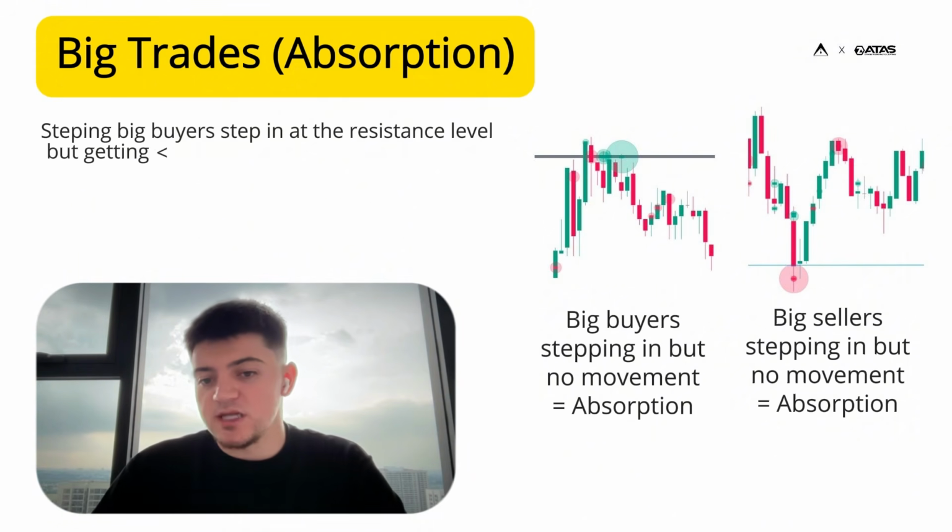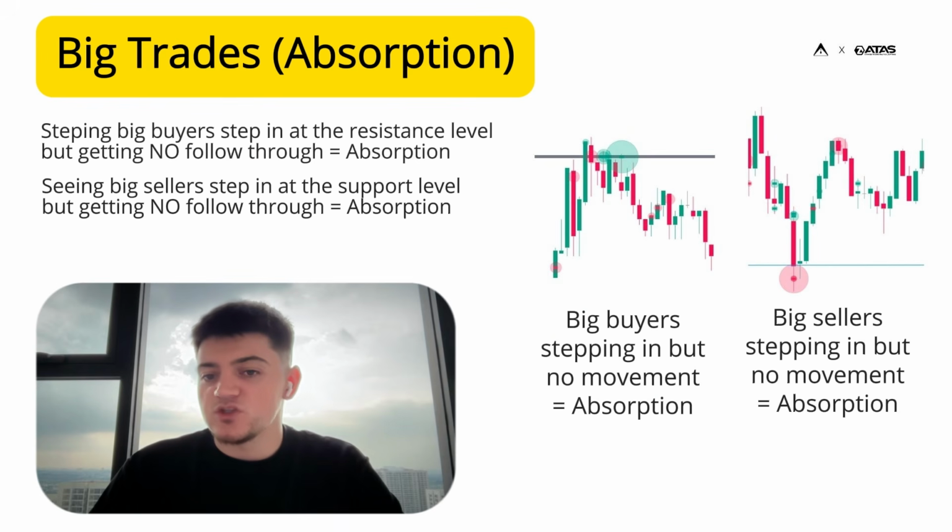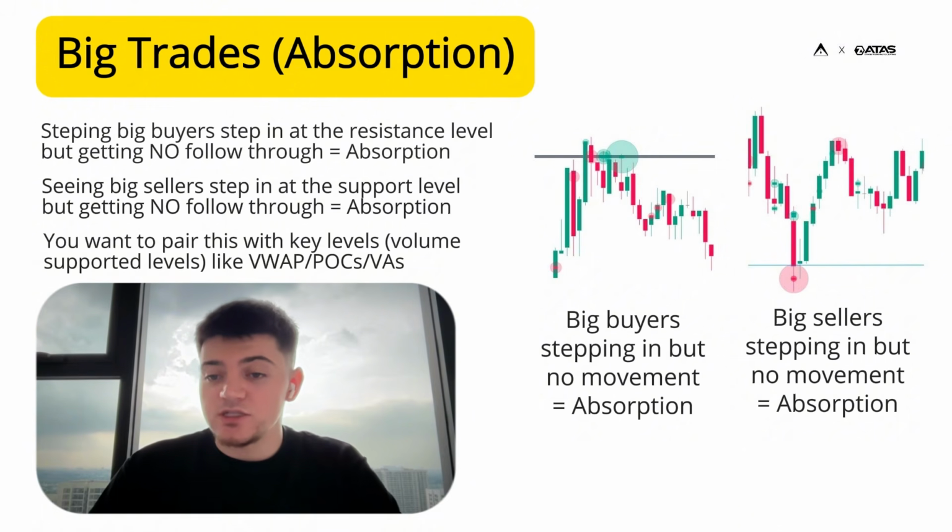So you can see here, big buyers stepping in, but no movement. So look at all these big buyers stepping in right here at this resistance level. They're getting no movement whatsoever. And that's showing us that there's a potential for absorption. And you can actually see over here as well for big sellers stepping in, but no movement. And you can see here, we hit a support level. Bunch of sellers sat here trying to push price down, but there was a big limit buy order absorbing all these sellers coming in. And then we ended up getting that move that follows through movement.